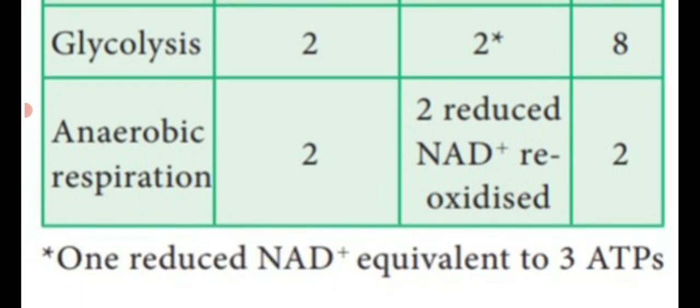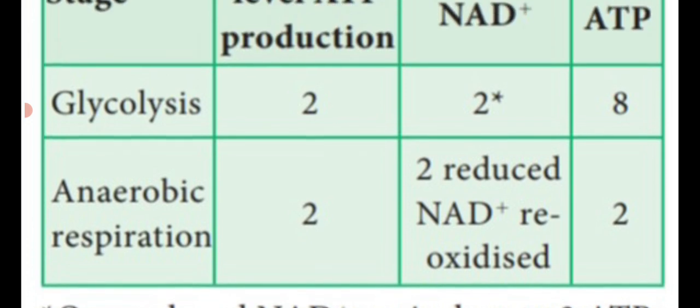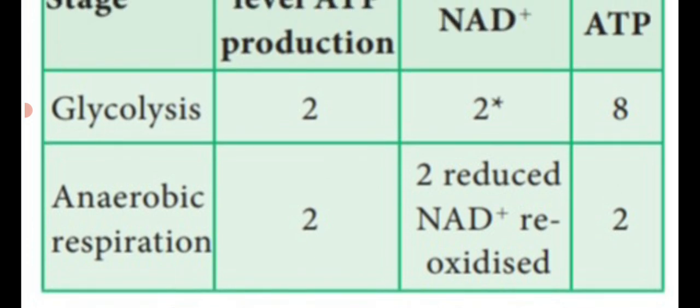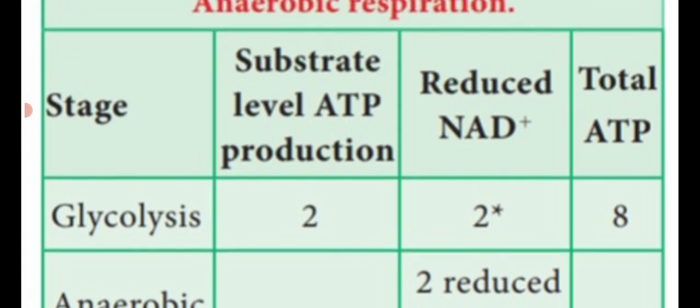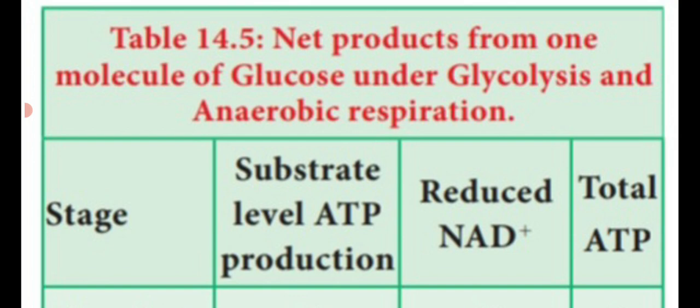Here NADH2 is not reduced, but it is reoxidized, so it produces only 2 ATP molecules. That's why they given in the differentiation that there is more net gain of ATP in glycolysis, but in anaerobic respiration there is no net gain of ATP. So this is the net product of glycolysis and anaerobic respiration.